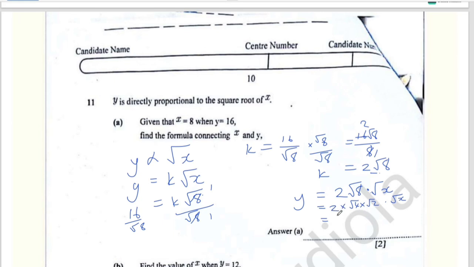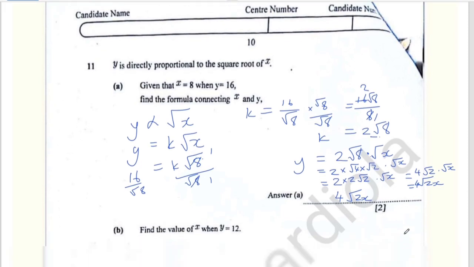In which case now, we have two numbers which have the square root sign. So the square root of a number x times the square root of another number y is the same as saying the square root of the two numbers x, y as a product. Okay, it's the same. So now our y will be 4 root 2x. That's the final value. y equals 4 root 2x.